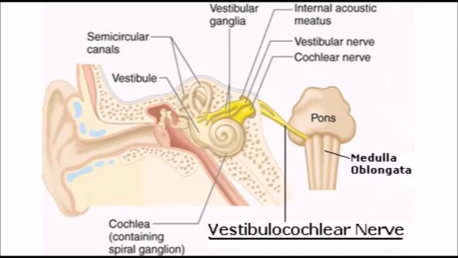So this opening of ion channels allows cations to rush in and cause a depolarization, and the depolarization is moved along as an action potential along cranial nerve 8, which is the vestibulocochlear nerve.